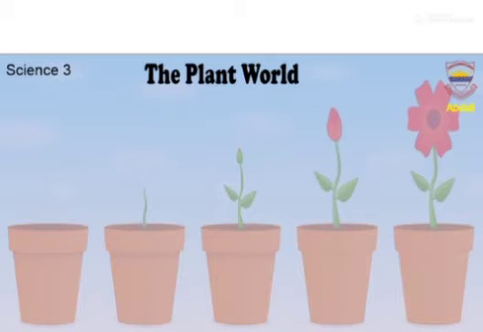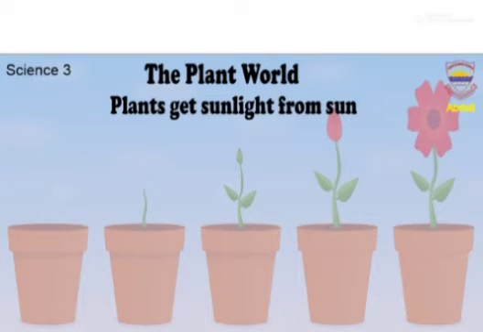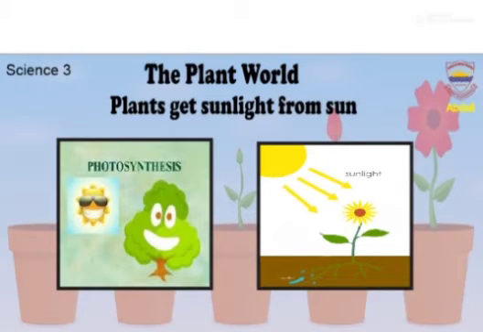Similarly, plants get sunlight from the sun. From where do plants get sunlight? Plants get sunlight in the form of energy from the sun, as you can see in this slide.